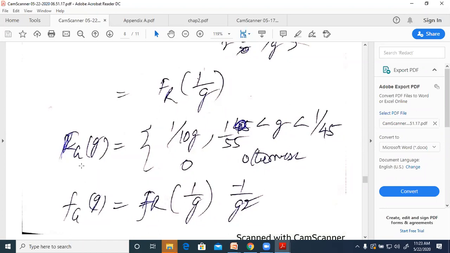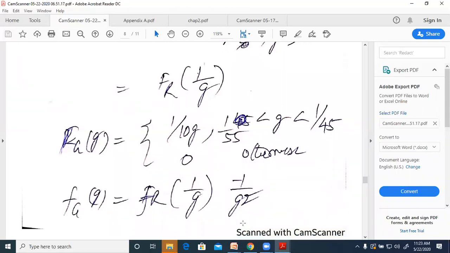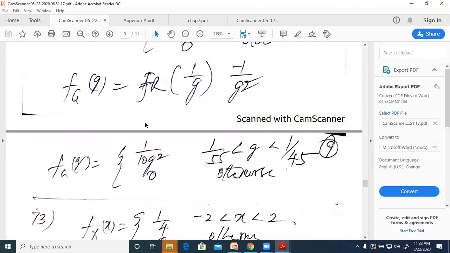Now, if you want to find the PDF from the CDF, the only thing is you just need to differentiate this. So small f_G(g), that is the PDF, will be equal to small f_R of 1 by g, and the internal derivative of 1 by g is minus 1 by g squared. So now we are left with f_R of 1 by g, and that will be the one which we need to substitute, and that is 1 by 10.